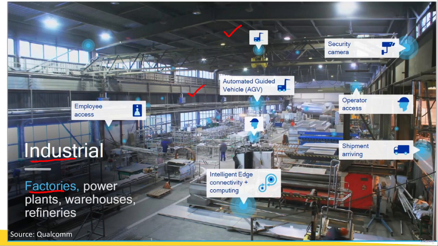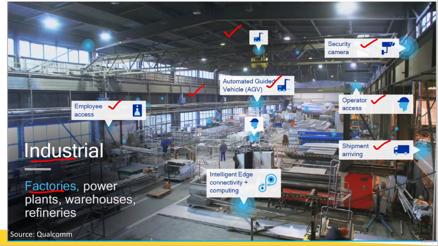So there is very little coverage from the outside to the inside. But inside this factory, we need connectivity not only for the employees, but we also need connectivity for the security cameras, for the robots that are there in this factory, and for the operator that is controlling these robots. And also we may need to upload the logs of the shipments that are arriving, for which we need connectivity.